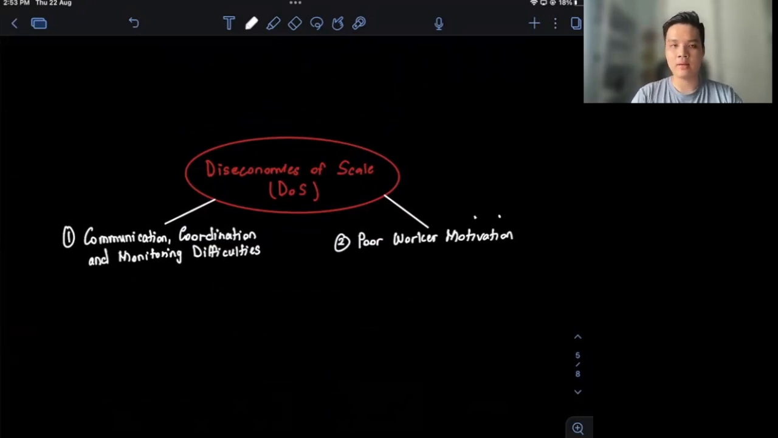The gist is that as firms become bigger, there could be more and more difficulties in terms of communication across different teams and different stakeholders. As a result, coordination, monitoring, and planning can also become more difficult and worsen, and this in turn lowers efficiency and increases your average cost. The second reason why diseconomies of scale happen is primarily due to poor worker motivation. Workers who are unmotivated become less efficient as a whole, resulting in higher average costs.